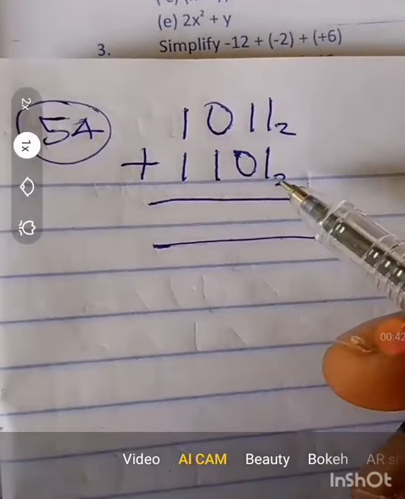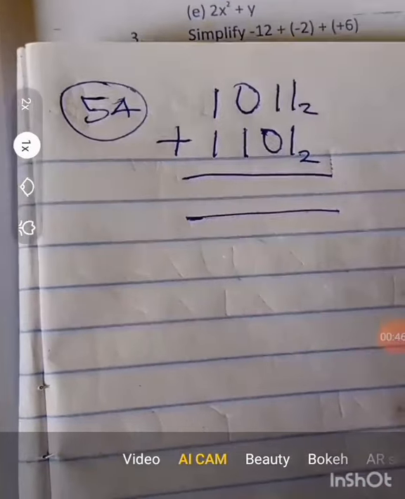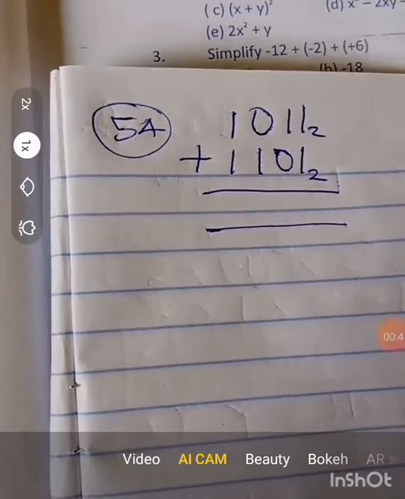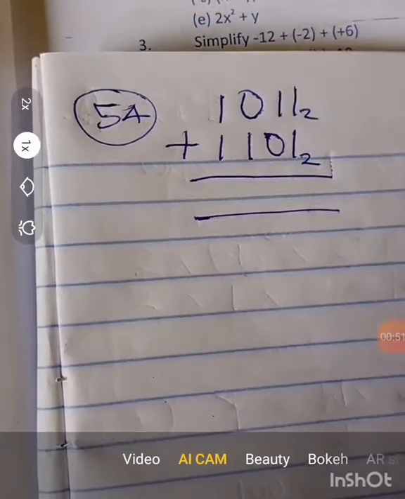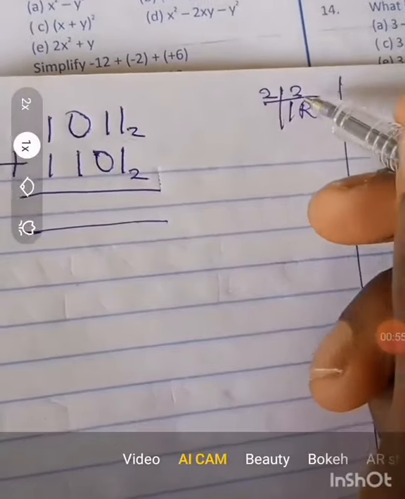So 1 plus 1 is 2, but we cannot write 2 since we are dealing with base 2. So we'll go to our rough here. 2, we divide by 2, we have 1, there's a remainder of 0. We write our remainder.